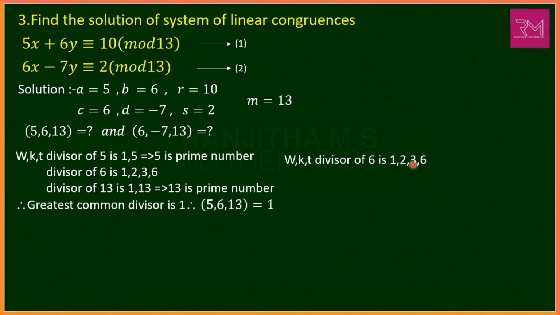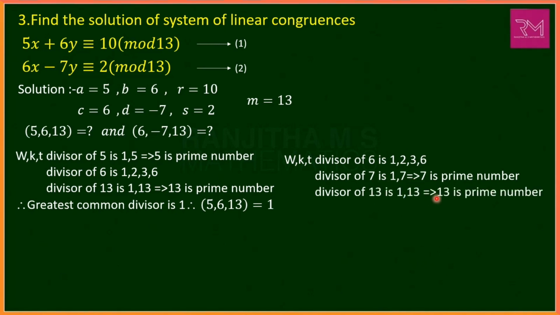First, the divisors of 6 are 1, 2, 3 and 6. Similarly the divisors of 7 are 1 and 7 because 7 is a prime number. Similarly the divisors of 13 are 1 and 13 because 13 is also a prime number. Among these three values the greatest common divisor is here 1, here also 1, here 1. Therefore we can conclude that the greatest common divisor for the values 6, minus 7, 13 is 1, because the GCD of 6, 7, 13 is 1. Therefore we can conclude that the GCD for 6, minus 7, 13 is also equal to 1.